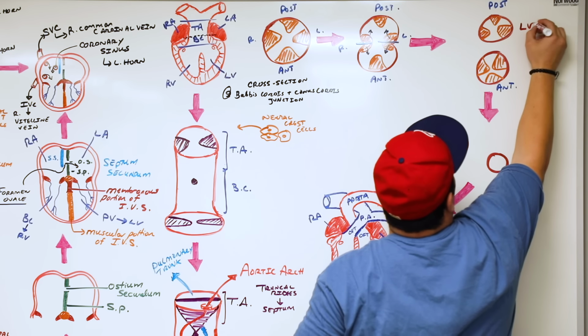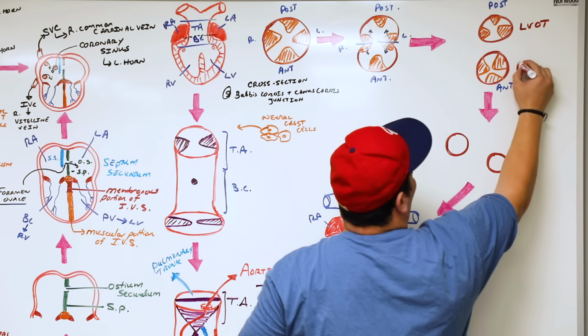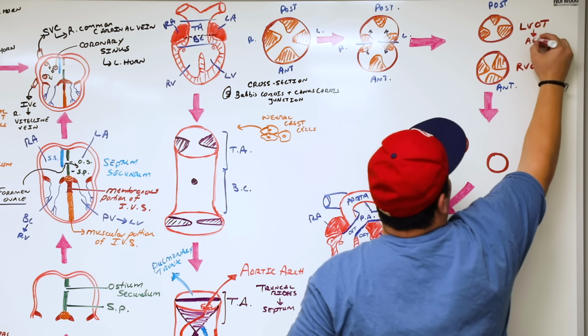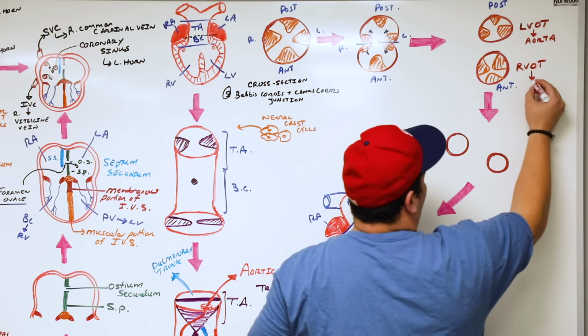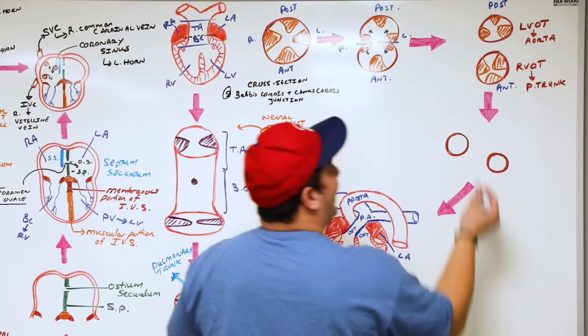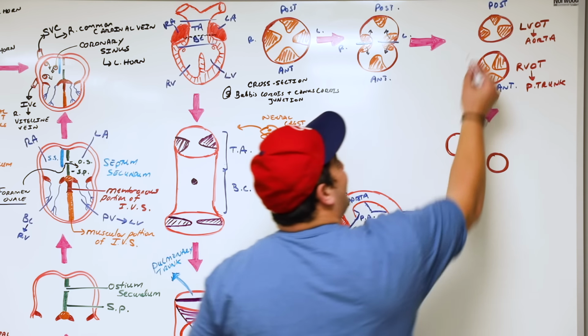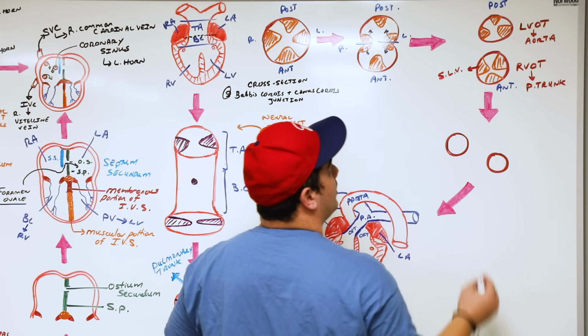So this will be the left ventricular outflow tract. This one will be your right ventricular outflow tract. The left ventricular outflow tract will flow into the aorta, and the right ventricular outflow tract will allow for outflow into the pulmonary trunk. And now, what else have I formed here? My valves. These right here are my semilunar valves.